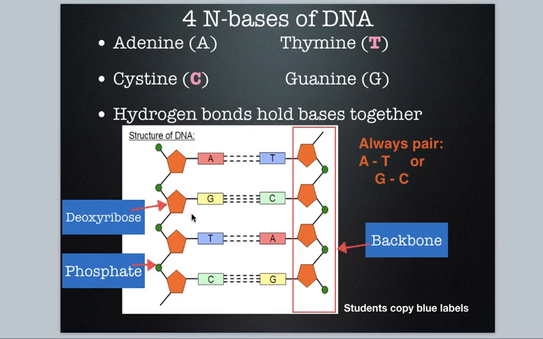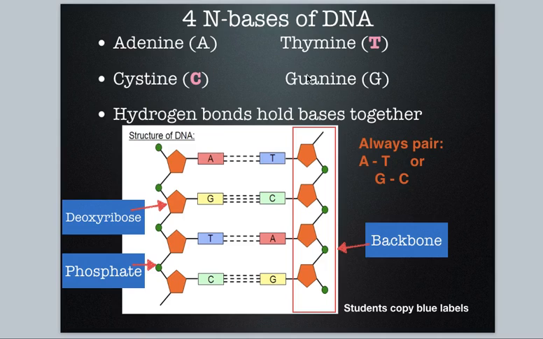So this is the structure of DNA. Kind of looks like a ladder. There are 4 nitrogen bases. A is abbreviation for adenine. C abbreviates for cytosine. T abbreviates for thymine. And G abbreviates for guanine.